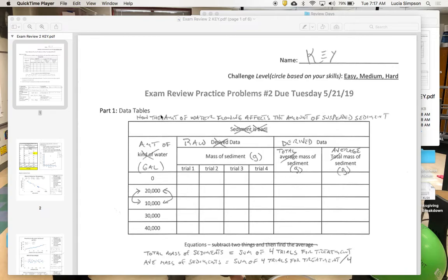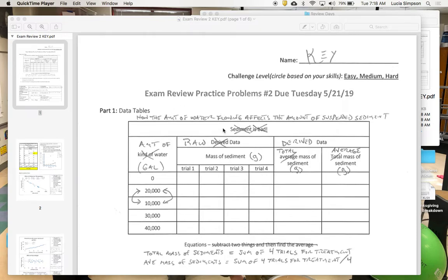Let's take a look at exam review practice problems number 2. I hope that you guys had the time last night to look at this really closely yourselves and took advantage of some good practice opportunities. This first practice problem looks at data tables and how to make sure that they are really communicating what you want them to be saying.